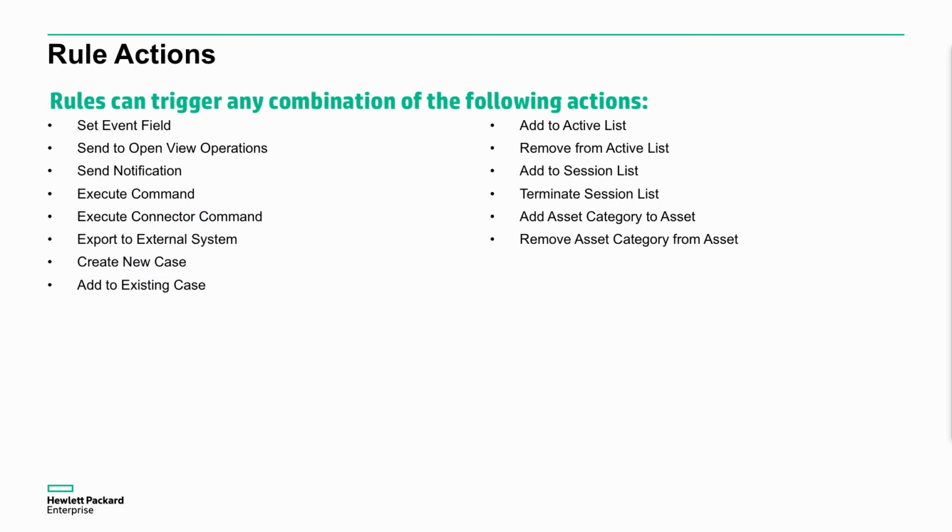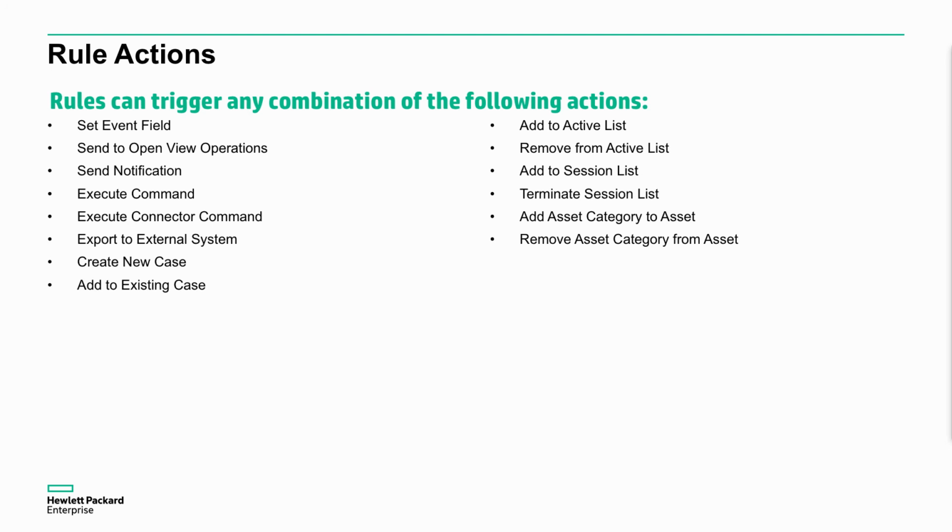And a little bit about rule triggers. We can do a number of actions here. We can do things like set an event field, so we can change a particular entry in a field. We can send to OpenView Operations, so that's typically sending to an external system. We can send a notification to a particular group of users. We can execute a command, a local script on the ESM system. We can execute a script on a particular connector that initiated this log data in the first place, so we can run the script on that machine itself.